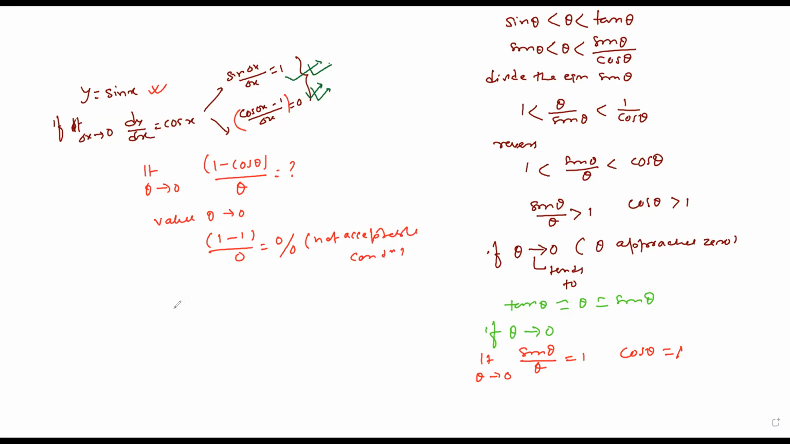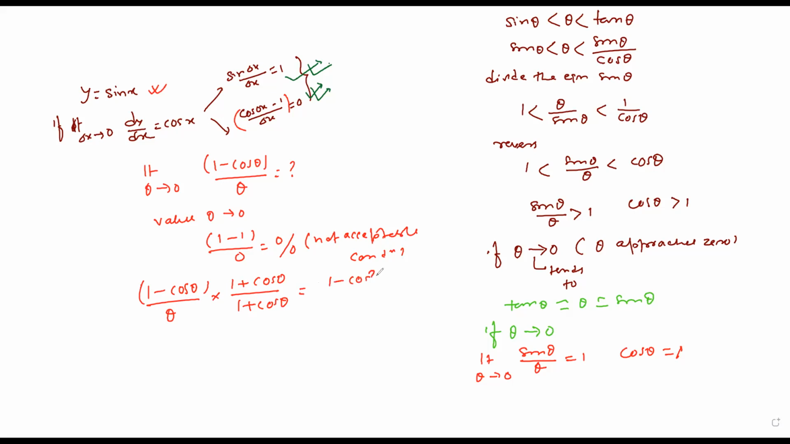Okay, there are other methods in calculus like L'Hospital's rule and everything, so that we are not going to discuss right now. We'll just try to solve via trigonometrical identities only. So let (1 minus cos theta) by theta, let's multiply by (1 plus cos theta), so that you can use these particular identities. We are doing this to use these identities.